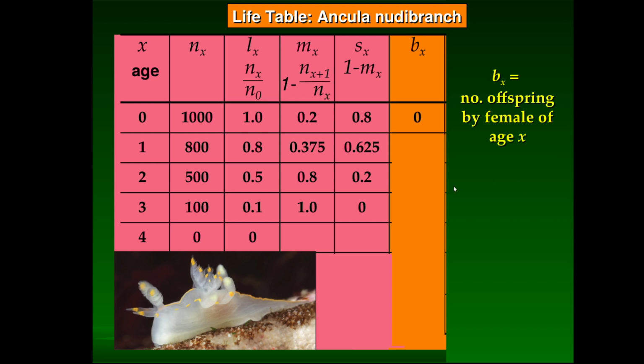Okay, so here are those numbers: 0, 50, 40, 5, and 0. Now, how do we combine the survivorship schedule and the fecundity schedule to get the rate of increase of the population? Well, the rate of increase is determined by the mean number of surviving offspring produced per female.